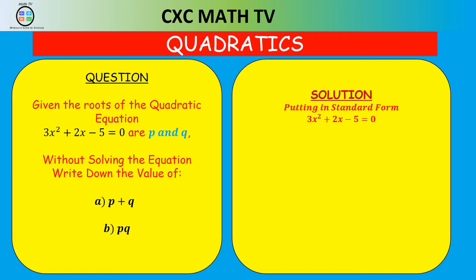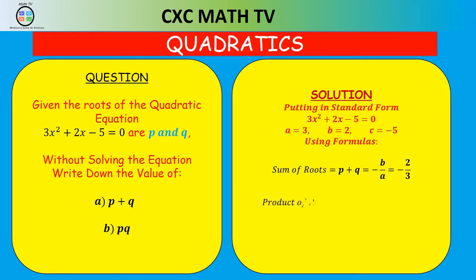So a is 3, b is 2, and c is negative 5. So using the formula, the sum of the roots, which is p plus q, is now minus b over a, so that's negative 2 over 3. The product of the roots is then p times q. And p times q is c over a. c is negative 5, a is 3. So the product of the two roots is negative 5 over 3. That's your answer. Nice.